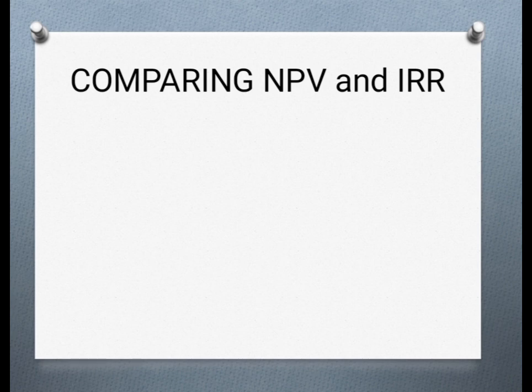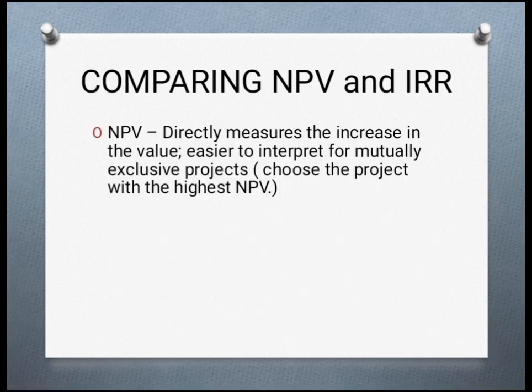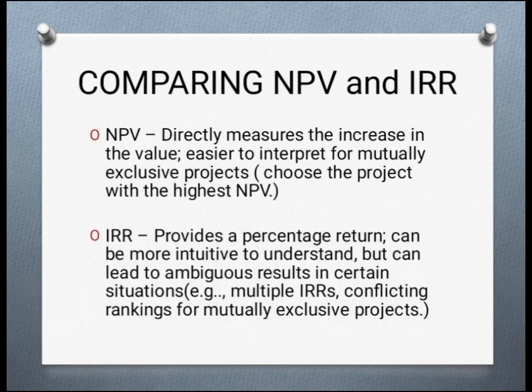Next is comparing the NPV and IRR. The NPV, or net present value, directly measures the increase in value and is easier to interpret for mutually exclusive projects. I choose the project with the highest NPV. IRR provides a percentage return and can be more intuitive to understand, but can lead to ambiguous results in certain situations. For example, we may get multiple IRRs or conflicting rankings for mutually exclusive projects.